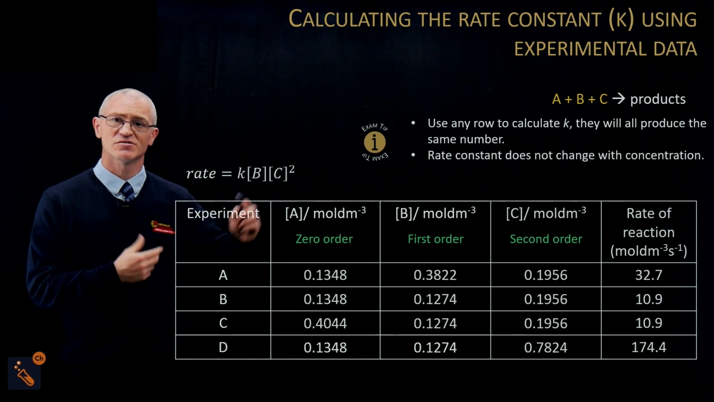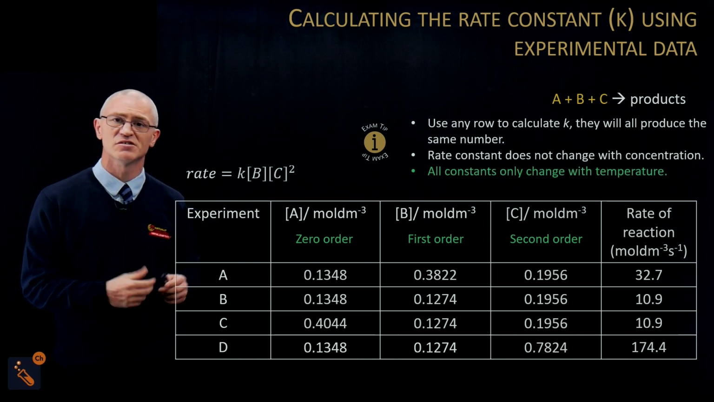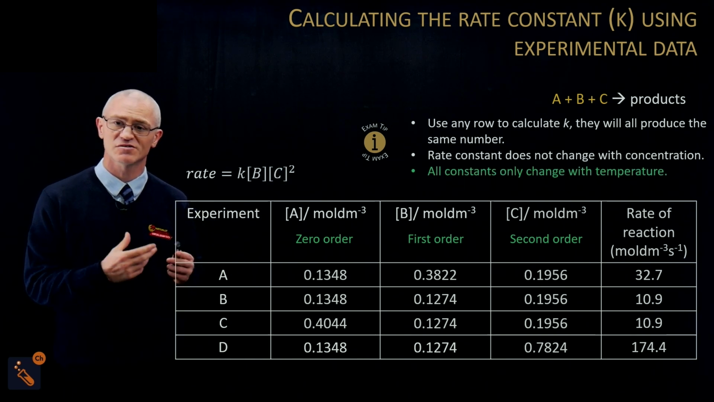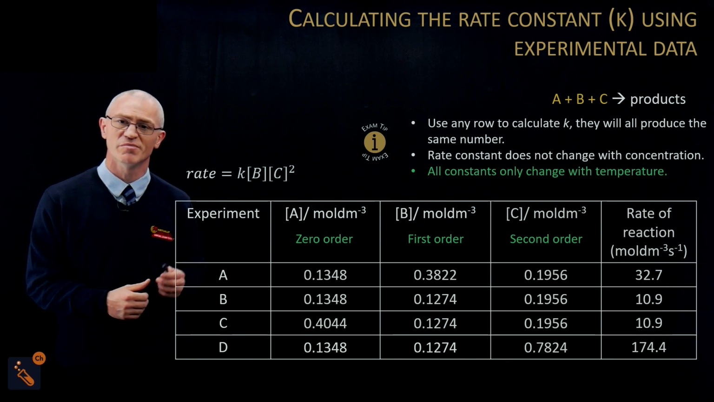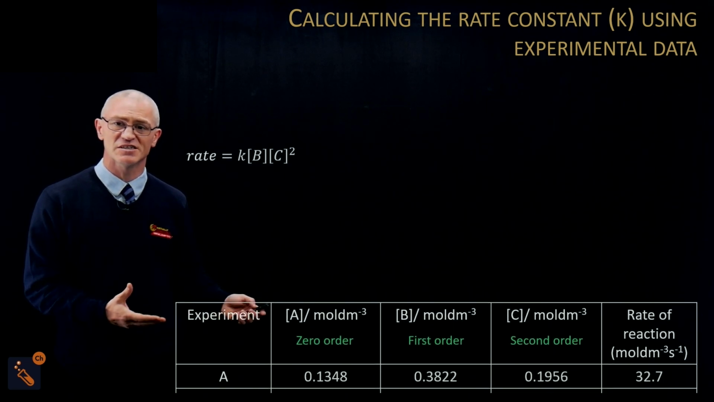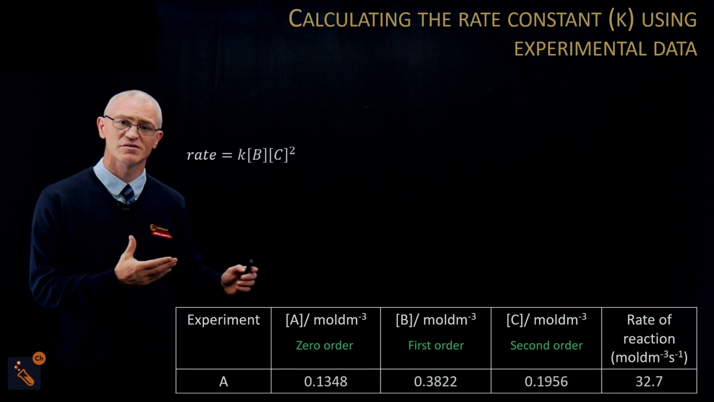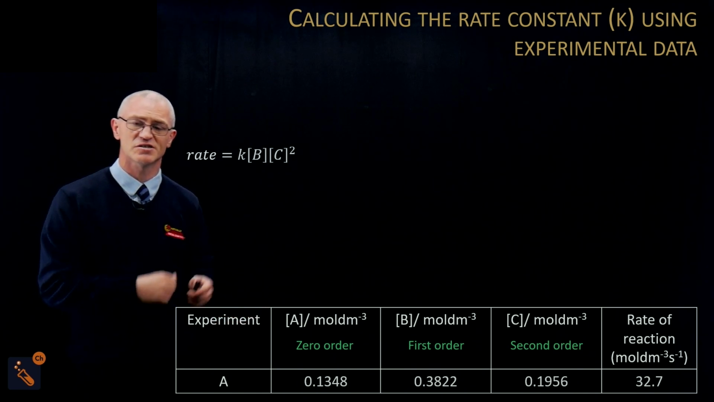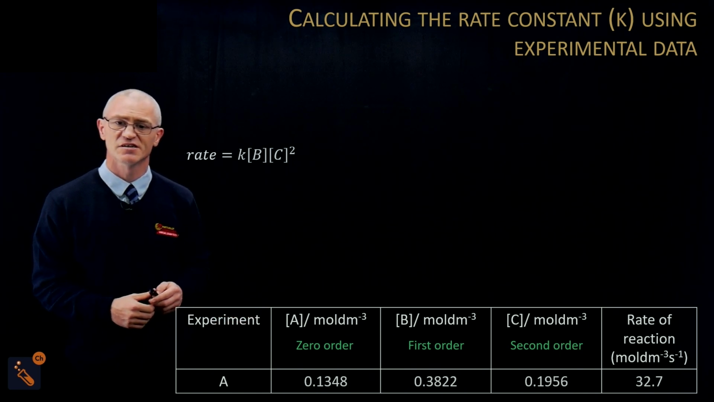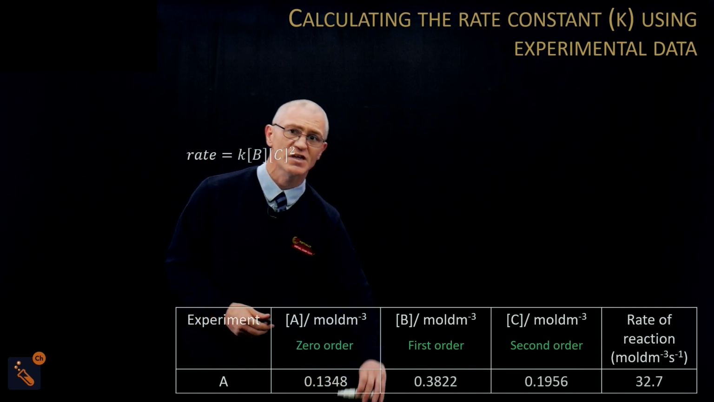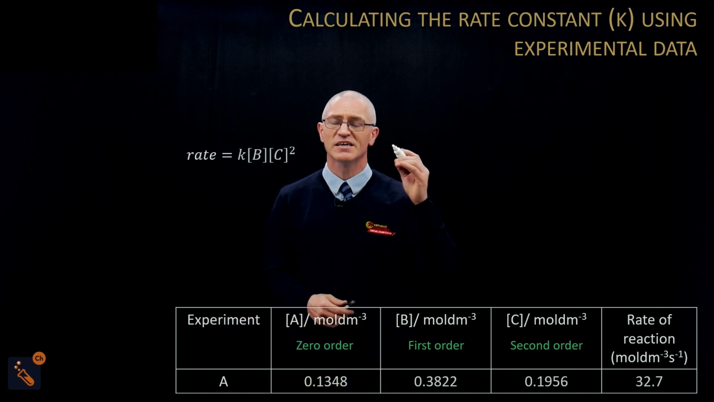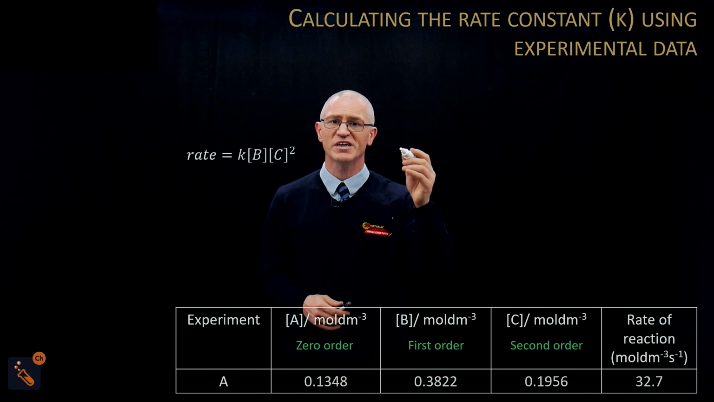And like I said, the rate constant does not change with concentration, it only changes with temperature, and that's really important to remember. So let's get rid of all our data apart from one. So we've got that one piece of data, and let's remind ourselves again, here is our rate equation. So all we have to do is place our rate, and we know our rate is 32.7.